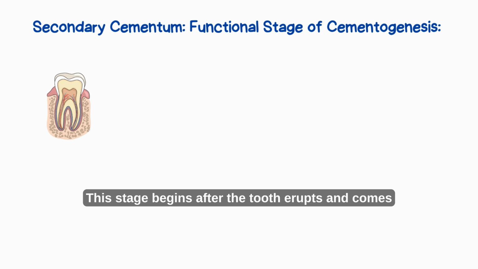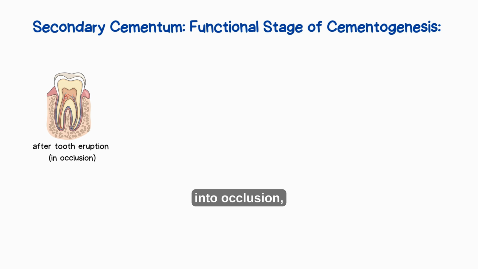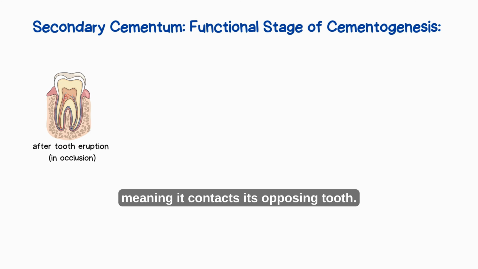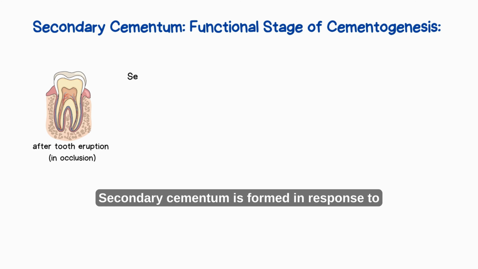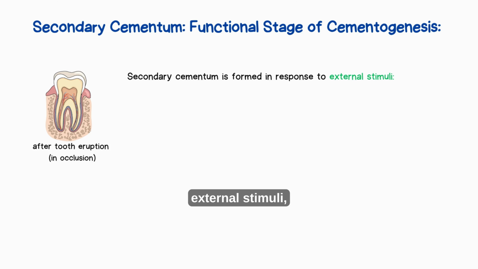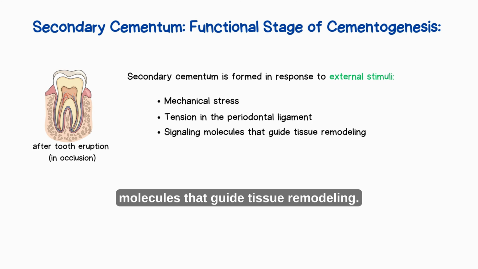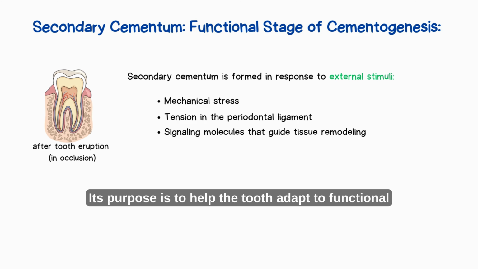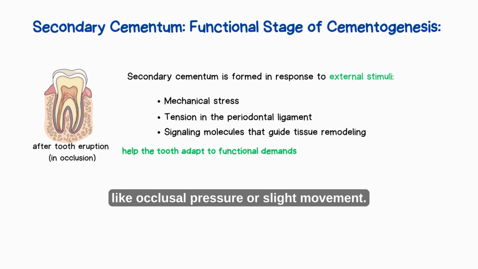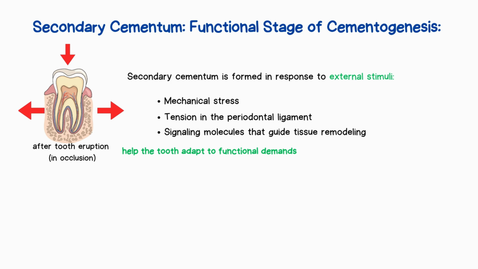This stage begins after the tooth erupts and comes into occlusion, meaning it contacts its opposing tooth. Unlike the prefunctional stage, this one continues throughout life. Secondary cementum is formed in response to external stimuli, such as mechanical stress, tension in the periodontal ligament, and signaling molecules that guide tissue remodeling. Its purpose is to help the tooth adapt to functional demands, like occlusal pressure or slight movement.